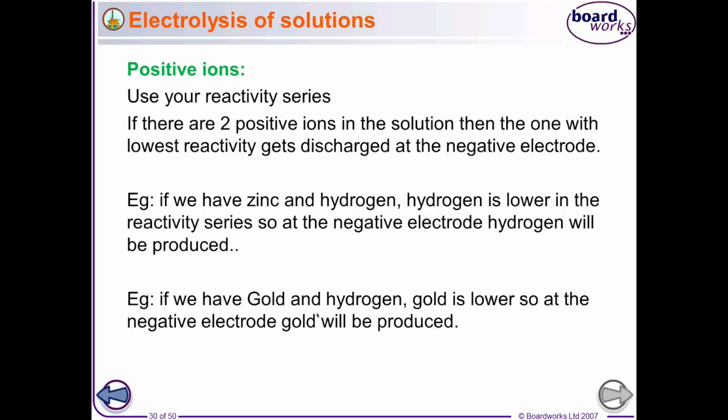So if I've got sodium and chloride solution in water, then it's a choice between sodium, the positive ion, and hydrogen, and of course hydrogen is lower in reactivity than sodium, so that gas is given off at the negative electrode, and that's what you've got to try and remember if you can. So we're going to look at a couple of examples now.